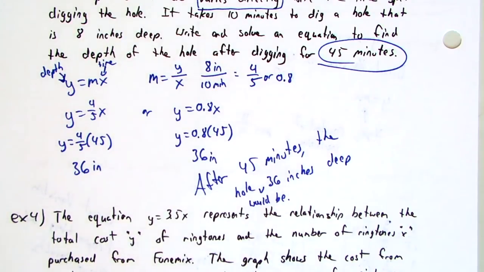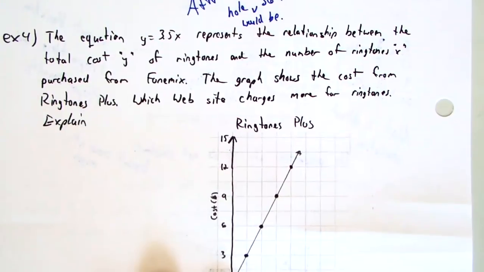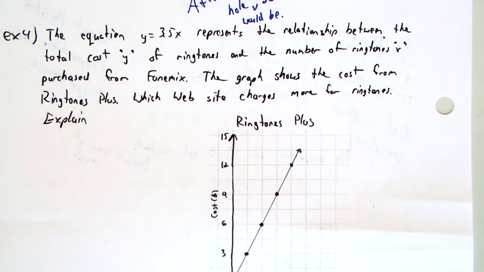Now, when it comes to having direct variation and constants of variation, we can actually compare two different constants to see which one is going to be better for us. And really, when you go to the store, what you're actually looking at is like price per ounce. The lower the price per ounce, the cheaper it is. Those are direct variation.